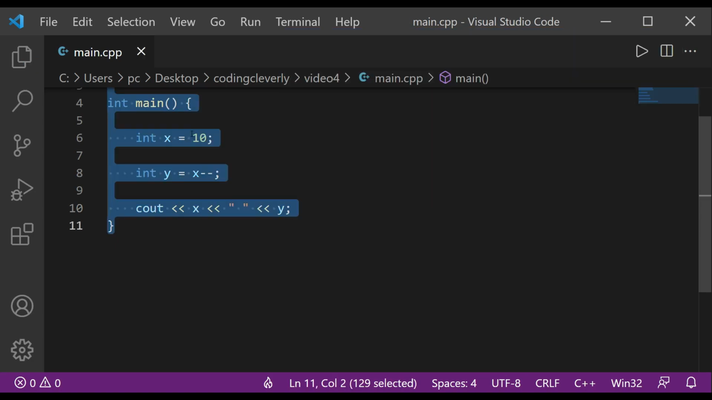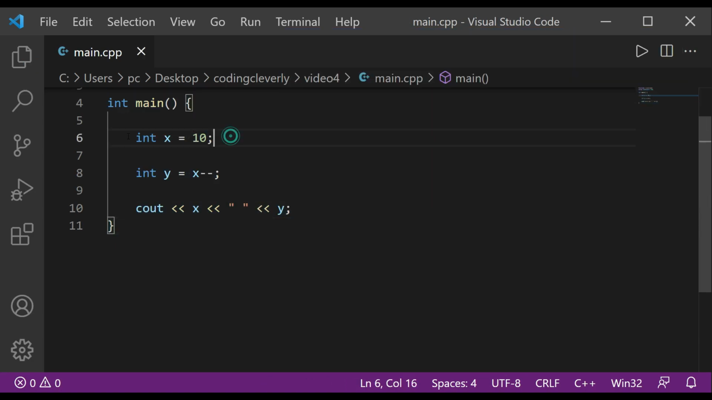So what do you think will appear here? We have 10, which is x. Pretty cool. Now this is a postfix operator. The thing is that there is a sequence of steps to understand. The first step is that a copy of the operand is made. Since we have this operand x, a copy of this is made, which is x equal to 10. This is going to be stored somewhere. So basically it's decremented to 9.